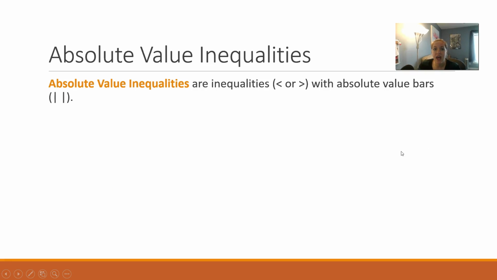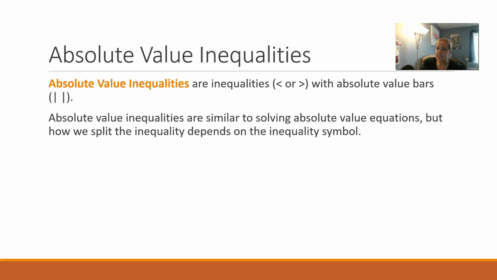Well, absolute value inequalities are basically inequalities, less than, greater than, throw in some equal to's in there, and absolute value bars. They're very similar to solving absolute value equations where you're breaking them up into those two equations, but the way we split them up depends on the inequality symbol. So if it's greater than, you're going to have one method of solving it. If it's less than, you're going to have a different method for solving. So let's start with greater than.